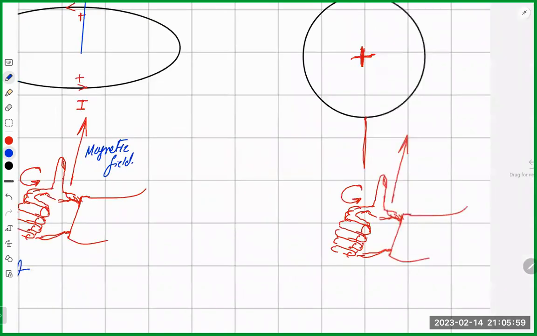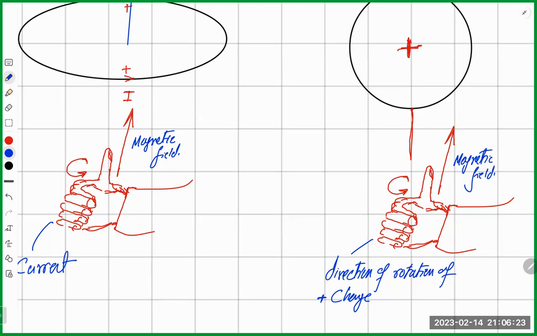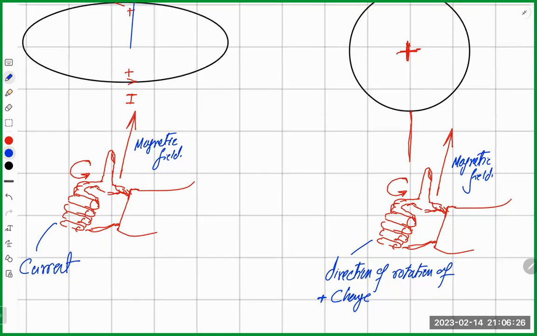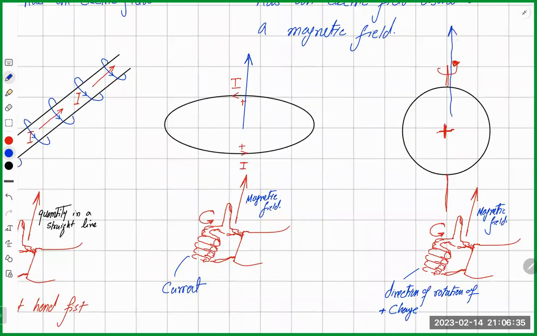Similarly, fingers are giving you direction of rotation of charge, actually positive charge. Thumb is giving you magnetic field. Now, the magnetic field in this case will be upward as well. So, what is magnetic field?